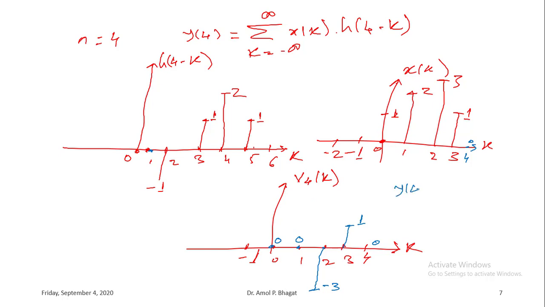So y of 4 will be yours, again summation k from minus infinity to infinity, you are adding all the product values in v4 of k, right? So after addition you will get the result -2 here. Similarly for n is equal to 5, okay? So the same formula you are using. So y of 5 will be summation k from minus infinity to infinity x of k into h of 5 minus k, right?